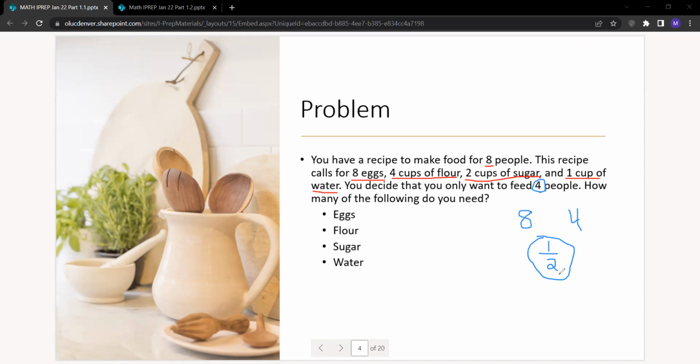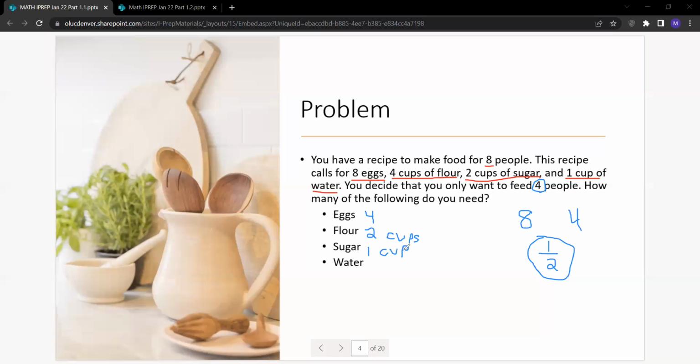So then what we can do, we can take that 1/2 and we can apply it to all of our ingredients. If we have 8 eggs in our original recipe, then we take 1/2, and as we talked about already, 8 times 1/2 is 4. So we'll have 4 eggs, or half the amount of eggs. Flour, we're going to take 4. Half of 4 is 2. So 2 cups. We have 2 cups of sugar. So half of 2 is going to be 1.